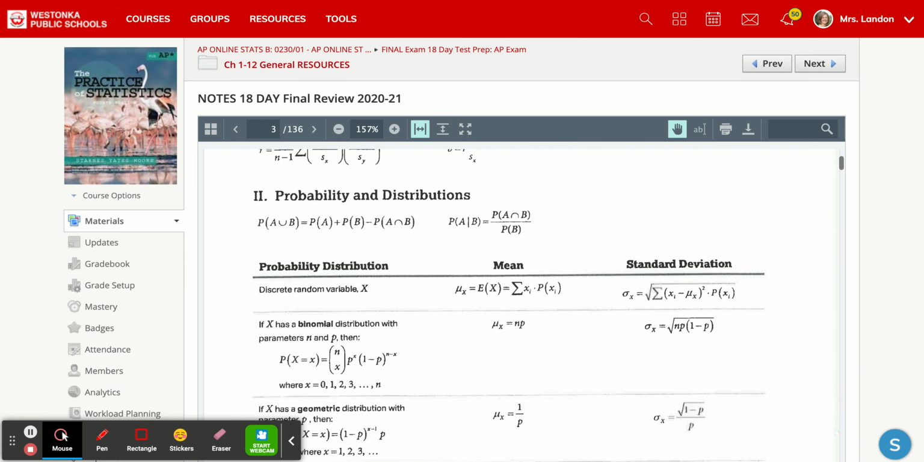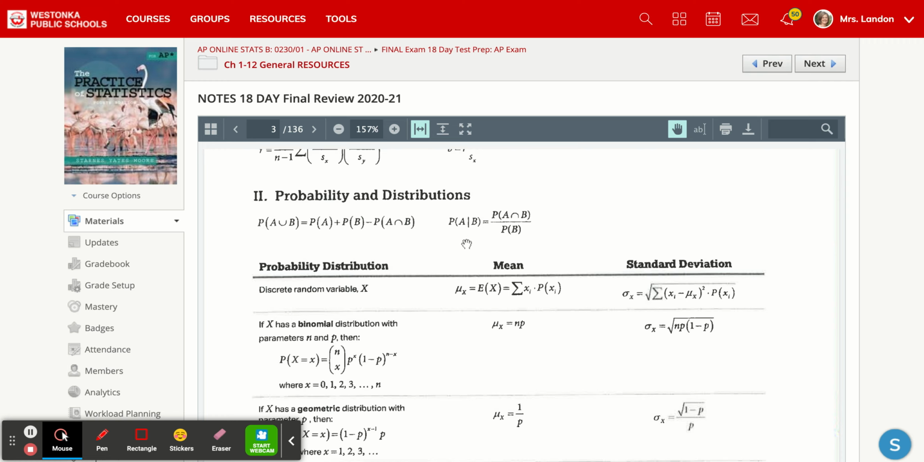Then the next section is going to be related to chapter 5, probability. This is the formula for an OR probability. It's the probability of A or B, or the union of it. What you do is you add the two events together, and then remember you subtract out the probability of A and B, which is the intersection, if there's any overlap.